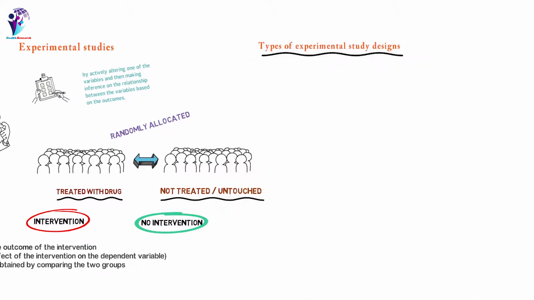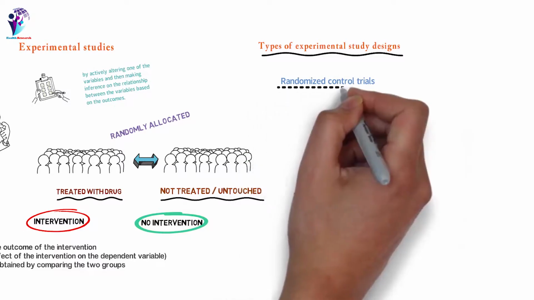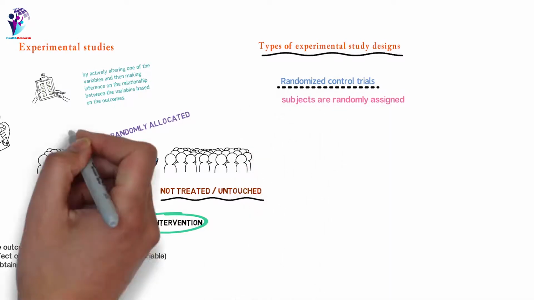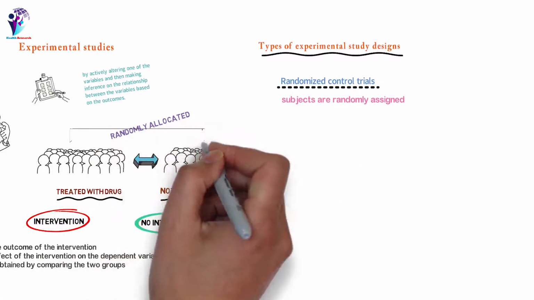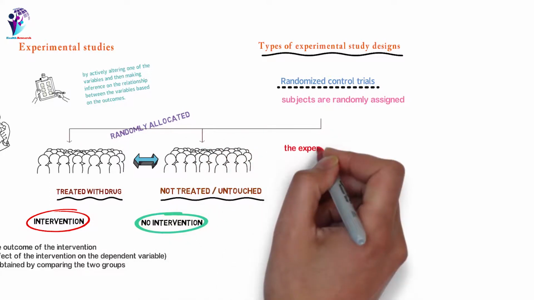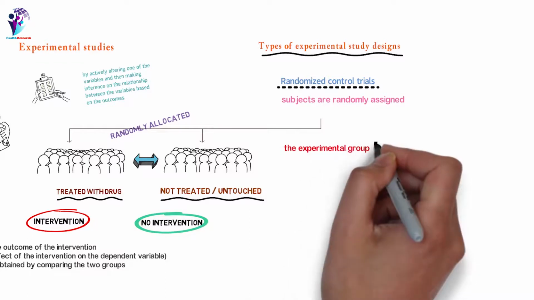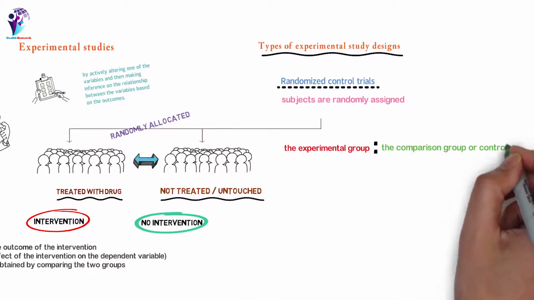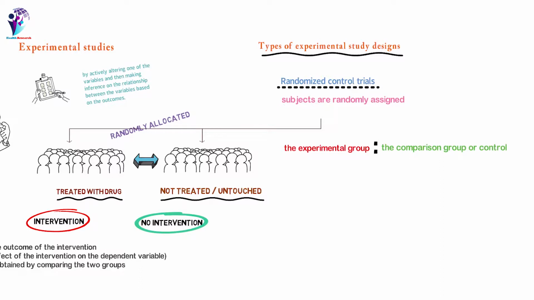There are two types of experimental study designs. First, randomized control trials. A randomized control trial is a trial in which subjects are randomly assigned to one of two groups: one, the experimental group, receiving the intervention that is being tested, and the other, the comparison group or control, receiving an alternative treatment.